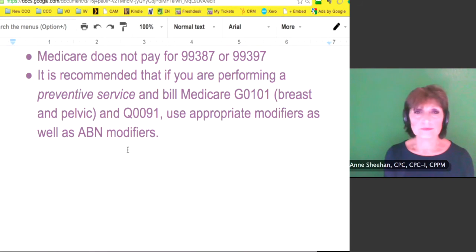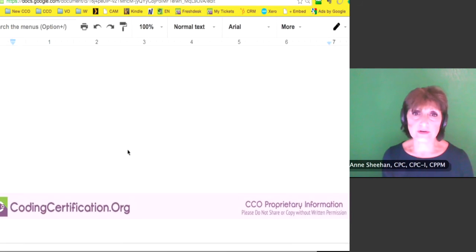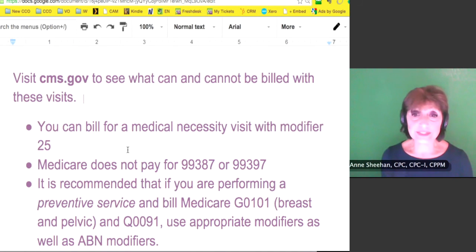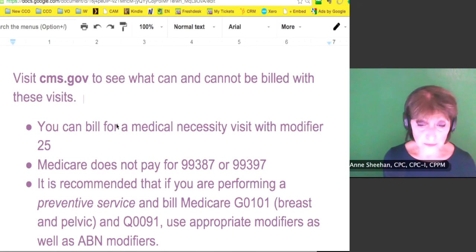But again, those G codes have nothing to do with the 99387 or 97, and it is very confusing for doctors, and I think they get it now because it's been around a while, but it was a nightmare in the beginning. They just didn't get it. So, and that's pretty much that.